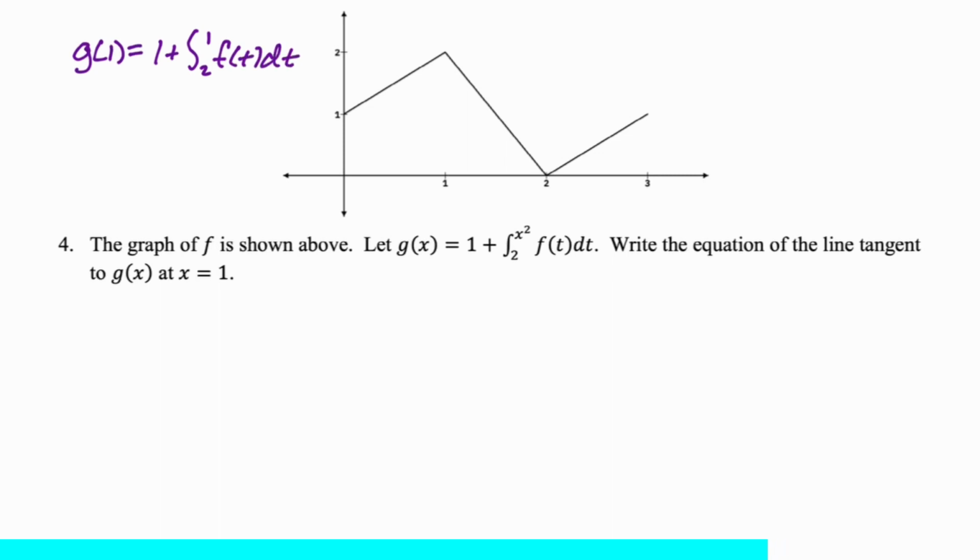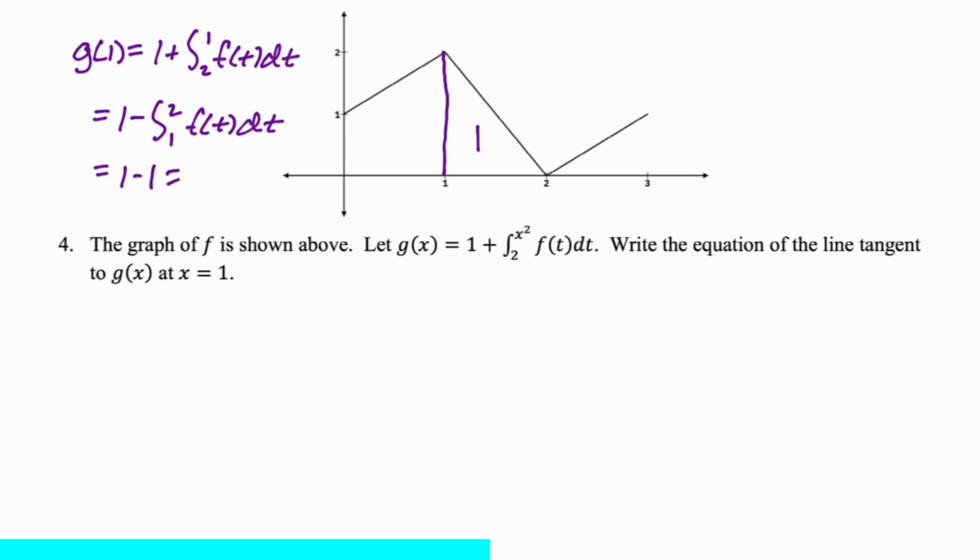But we know that there's kind of an issue there, right? Because the lower bound is bigger than the upper bound. So we're going to swap the bounds and change the sign. So we will think it is 1 minus the integral from 1 to 2 of f of t dt. Now what we need to do is go to the graph and figure out what the value is there. So I'm just going to draw this vertical line. From 1 to 2, you get a triangle that has a base of 1, a height of 2. So, I mean, it would be a rectangle with an area of 2, so it's a triangle with an area of 1, which is kind of interesting because it means that g of 1 is 1 minus 1, which is 0. Okay, not a big deal.